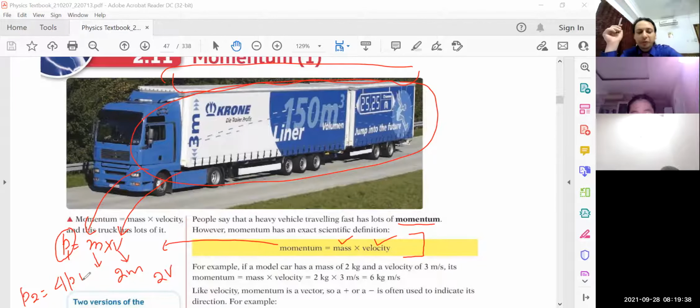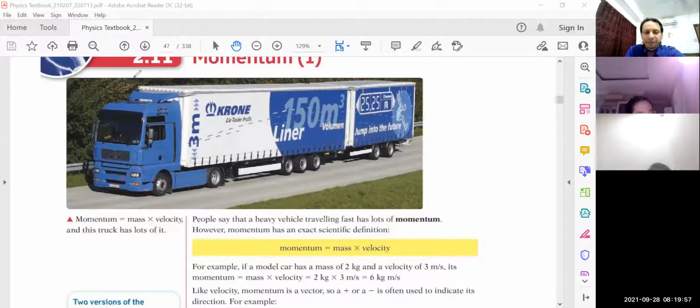Is this clear, children, that the momentum will be 4 times p1? This is the way you will find questions in exams, on how momentum can be increased or decreased by changing the velocity or the mass of the object. Let me proceed further, with a simple example.